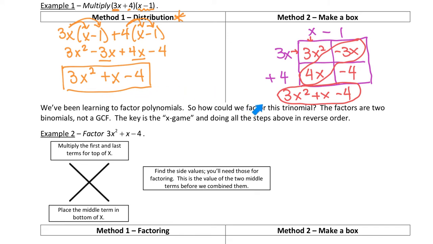You might ask yourself why we just did this review, but it was because we're now going to do the opposite. We're now going to undo this multiplication with factoring. So how do we do that? The key is that X game that we played the other day in class. Really pay attention to what we're doing here so I can explain it. Notice, my example here, I want to factor this. My example is the same as our answer from example 1, so it's 3x squared plus x minus 4. I'm going to show you how to reverse both of these.